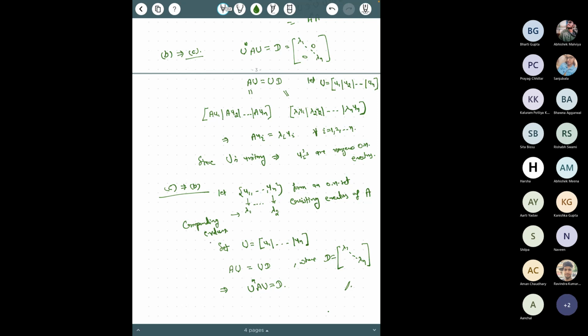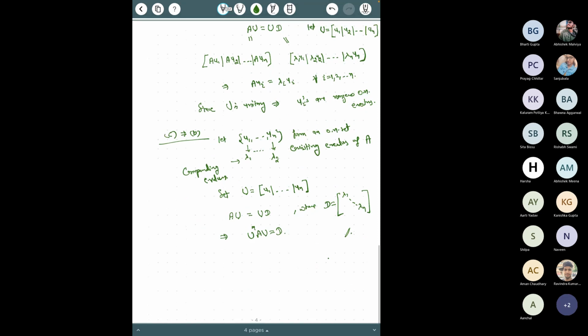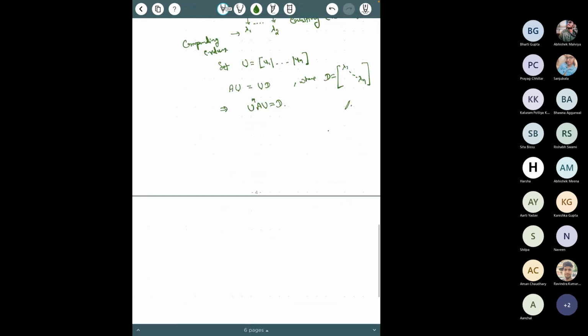So let me give you one exercise here. This exercise also gives you another way to check whether a matrix is normal or not, or you can say it gives an equivalent condition to check whether A is normal.